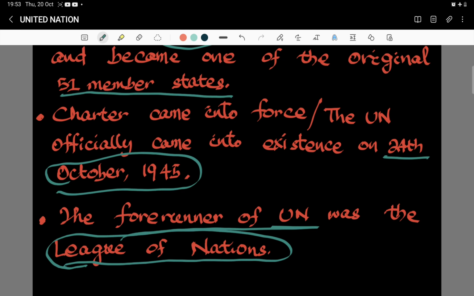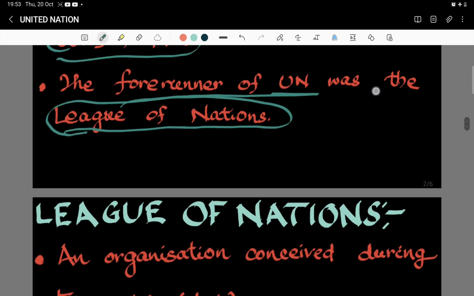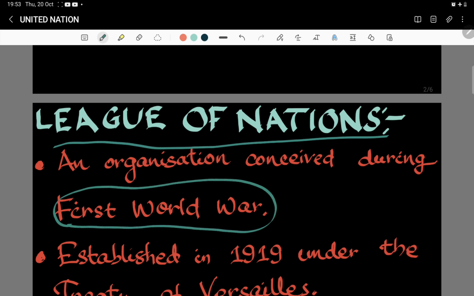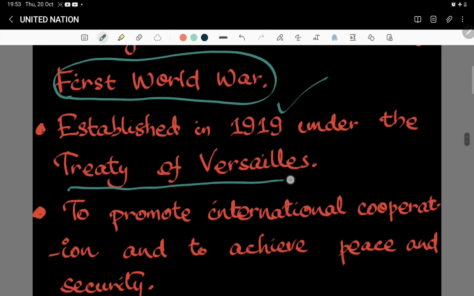Now let's have an overview of the League of Nations. The League of Nations was established during the First World War in 1919 under the Treaty of Versailles. It was the treaty under which the League of Nations was established in 1919 during the First World War.